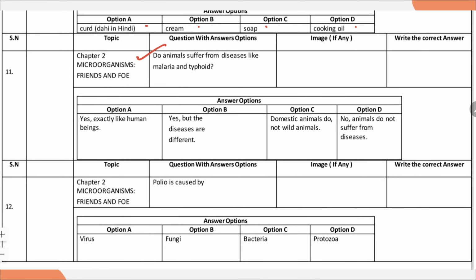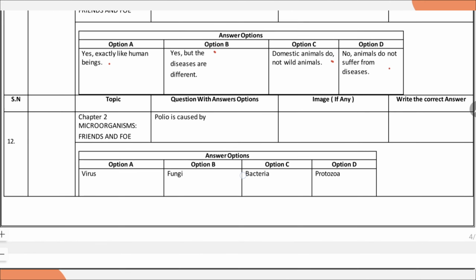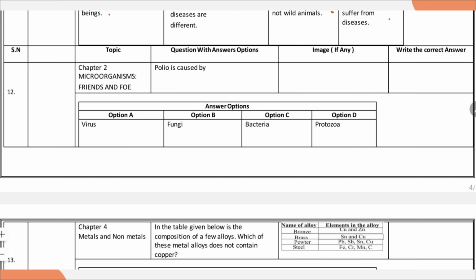Next question. Do animals suffer from diseases like malaria and typhoid? Your options are: A, yes, exactly like human beings. Option B, yes, but the diseases are different. Option C, domestic animals do not, wild animals do. Option D, no, animals do not suffer from disease. Next question. Polio is caused by. Your options are virus, fungi, bacteria, protozoa.